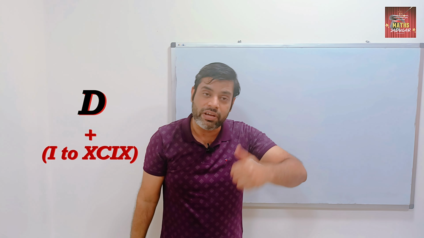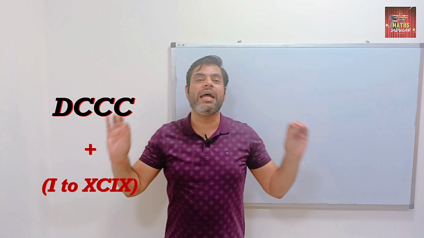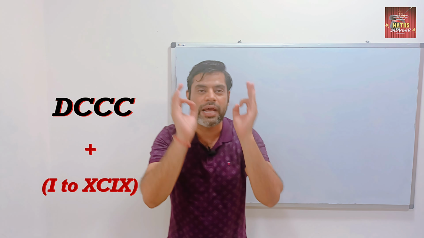So DC is 600, DCC 700, DCCC 800, gone. Till 800, no issue, C repeated 3 times. I cannot repeat C one more time. Till 899, I don't have any problem. Now coming to 900, which is CM. C can be subtracted from the 2 higher symbols. Which are those? D and M, the rule which we learned earlier, and of course try to understand these rules.